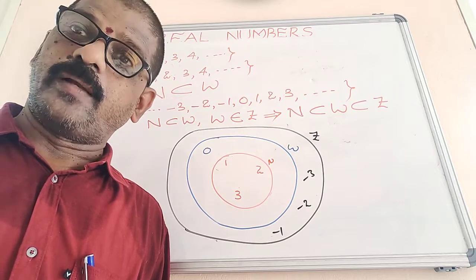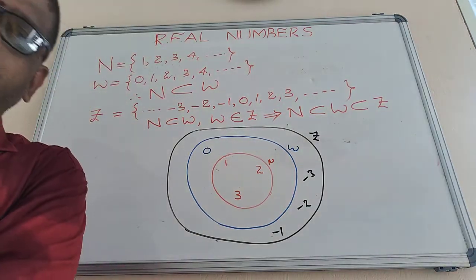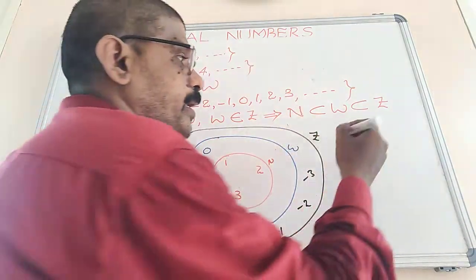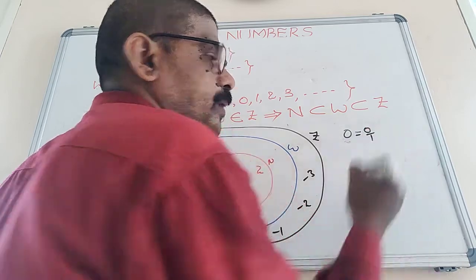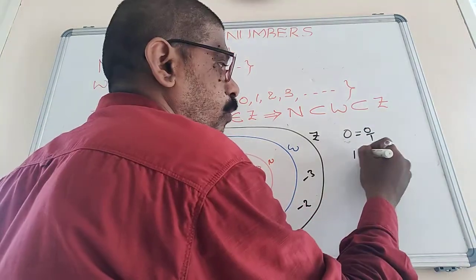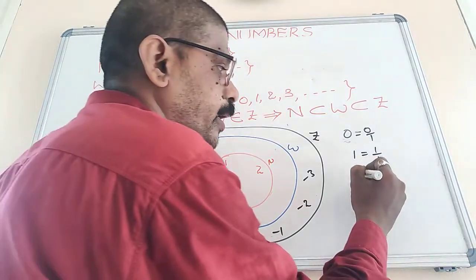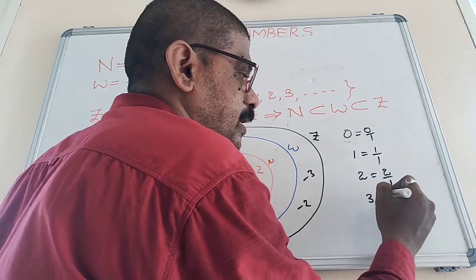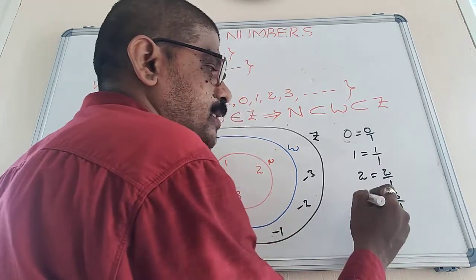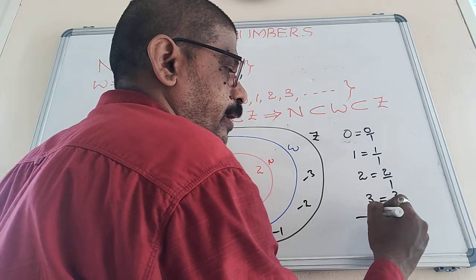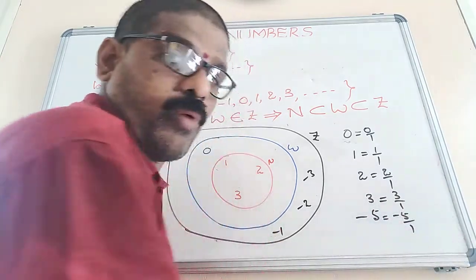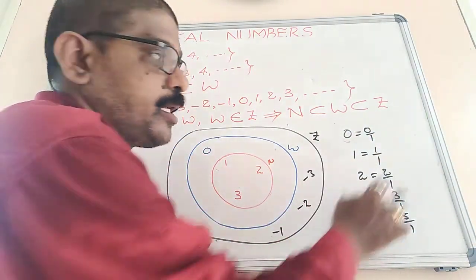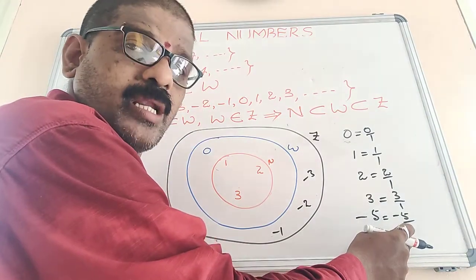The next one, for example, we can take 0. 0 is a whole number. 0 can be written as 0 by 1. 1 can be written as 1 by 1. 2 can be written as 2 by 1. 3 can be written as 3 by 1. For example, -5 can be written as -5 by 1. Now these are called integers.